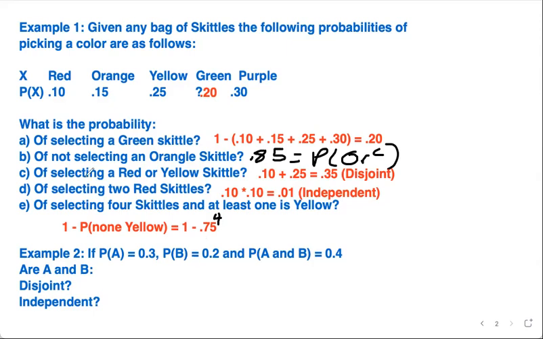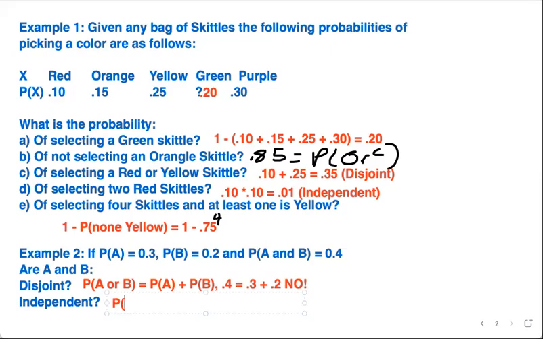Are these disjoint? Well, the rule to be disjoint would be the probability of A or B is equal to the probability of A plus the probability of B. So let's see. In this case, the probability of A and B is 0.4, and 0.3 plus 0.2 is 0.5. That's a hard no. They're not disjoint in this case.